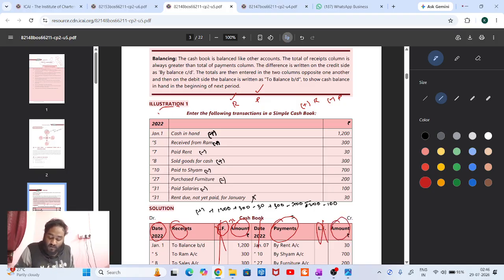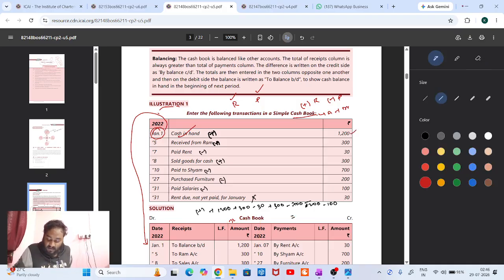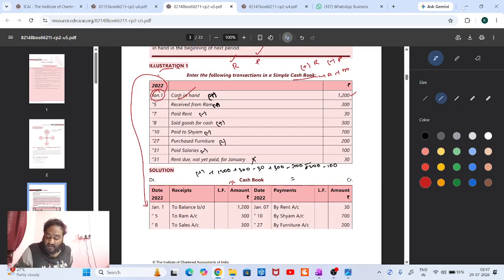What is cash book? Cash book is an asset. It has a debit balance. Cash in hand. This is the January 1 entry. I have already told you this is not a transaction. This is a balance that is to be brought down to the current period. So, to balance brought down, 1200 rupees. It is the opening balance. Cash account is debited to the balance, right?